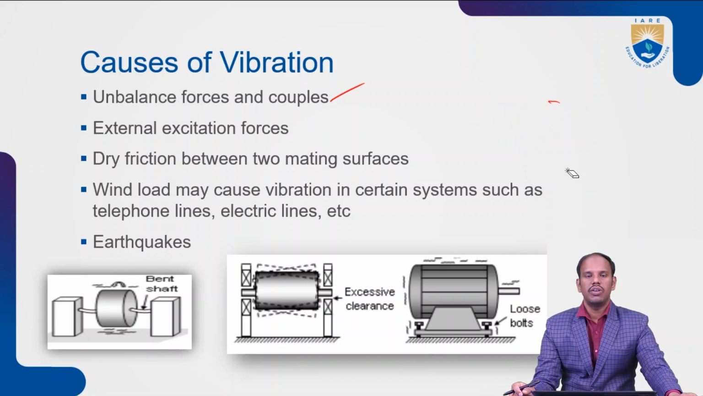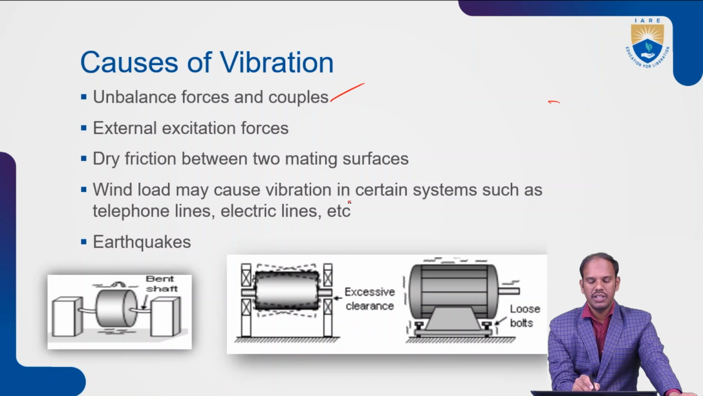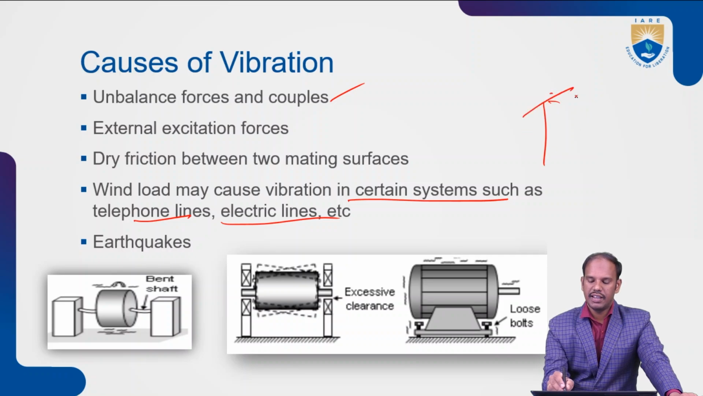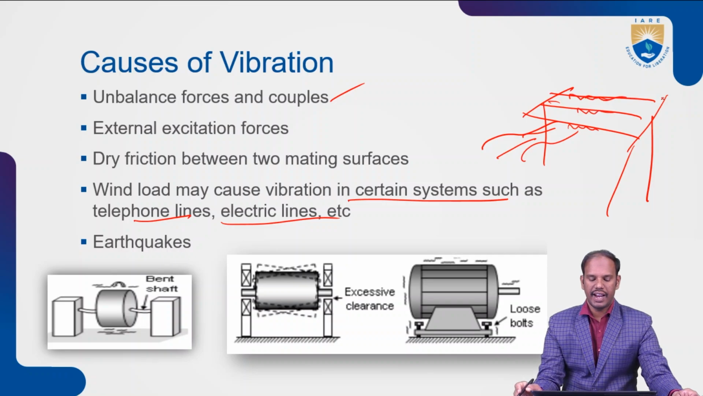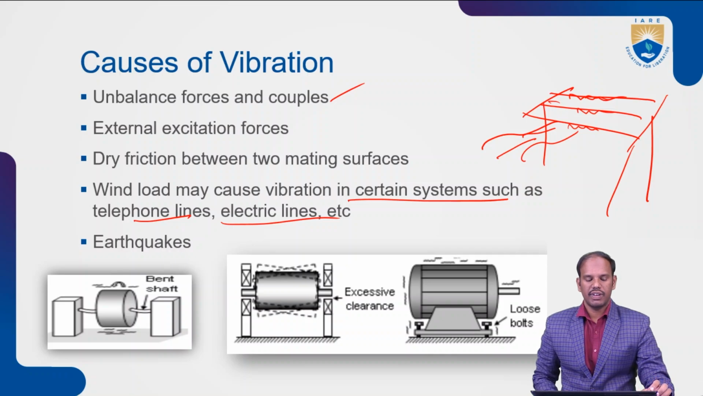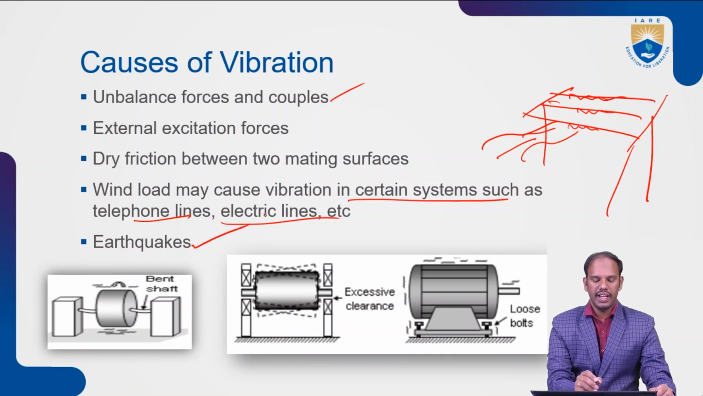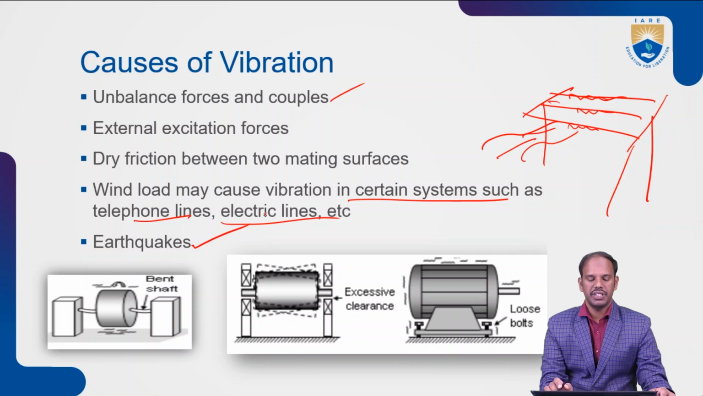Wind load may also cause vibration in certain systems, such as telephone lines and electricity lines. If the wind passes over these lines, small vibrations will happen in them. In earthquake systems also there will be high vibrations, and if they come, they become earthquakes.